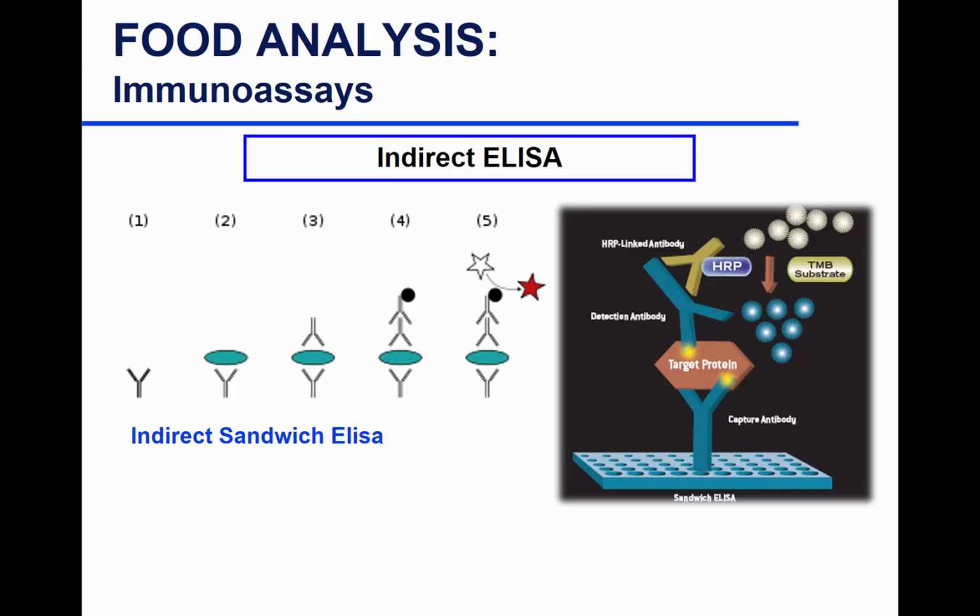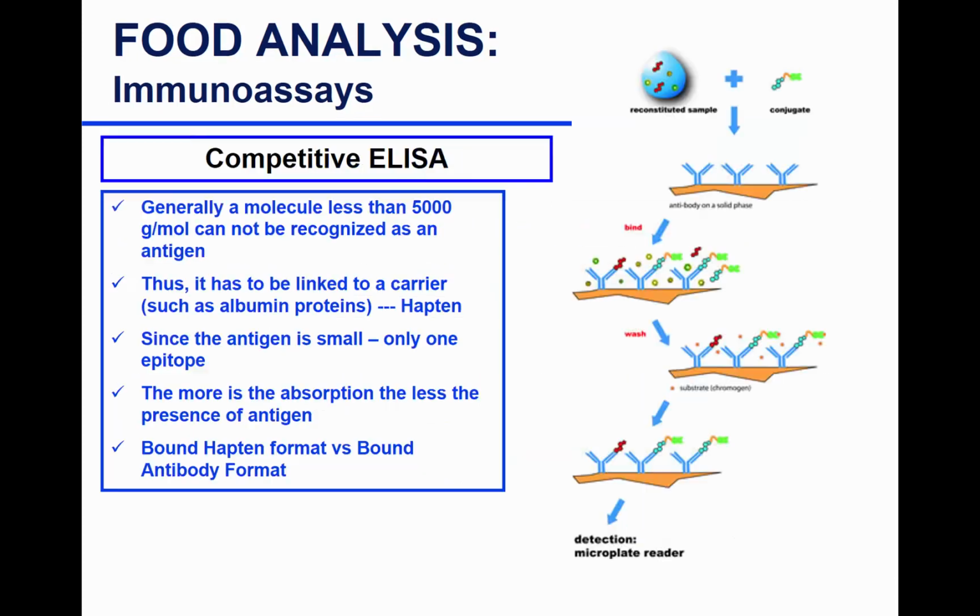Okay. So direct or indirect, higher absorption, higher antigen. All right, so moving on to competitive ELISA. As the name implies, there will be competition going on between the antigen in your sample and a labeled antigen in the reagent that you will add.